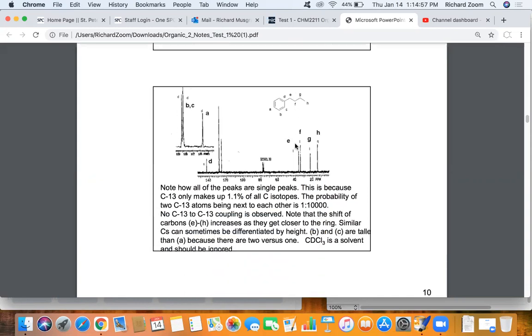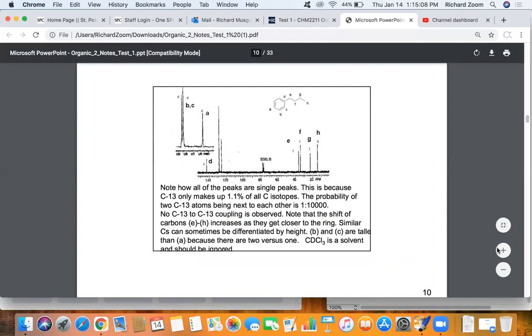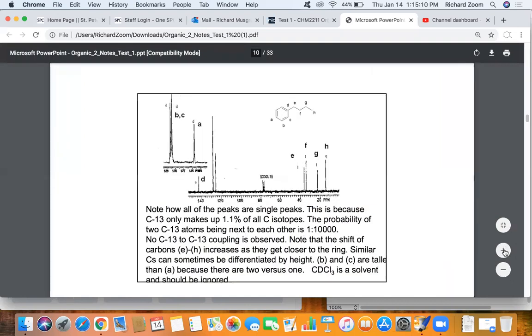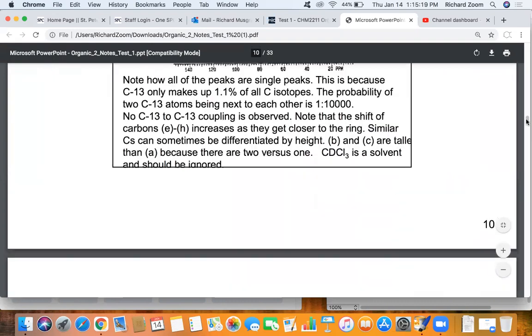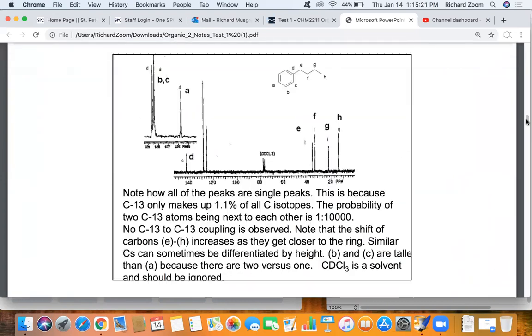So this is an example of what a carbon-13 spectrum looks like. You'll notice it consists of a whole bunch of single peaks here. But I do have some labels above these peaks. Let me see if I can enlarge this a bit. There you go. I'll move this around a little bit.